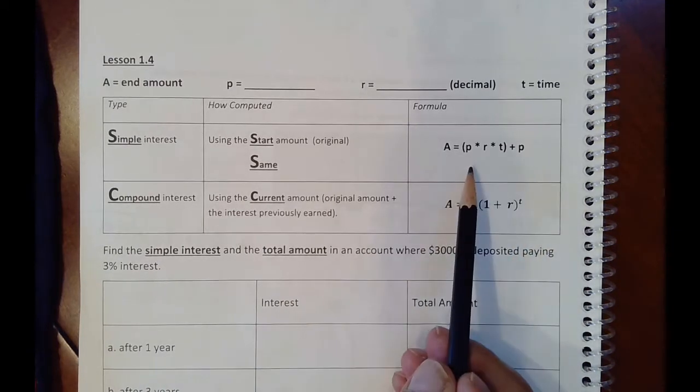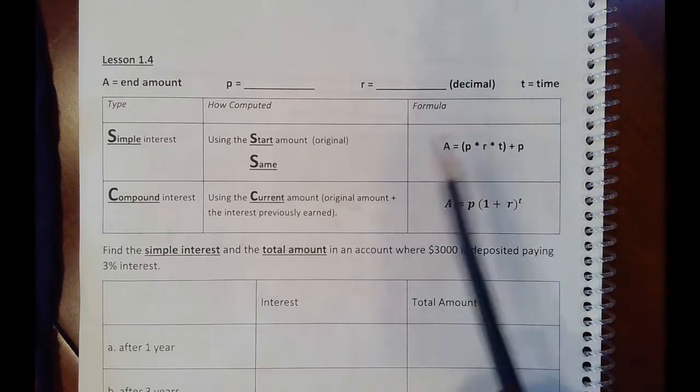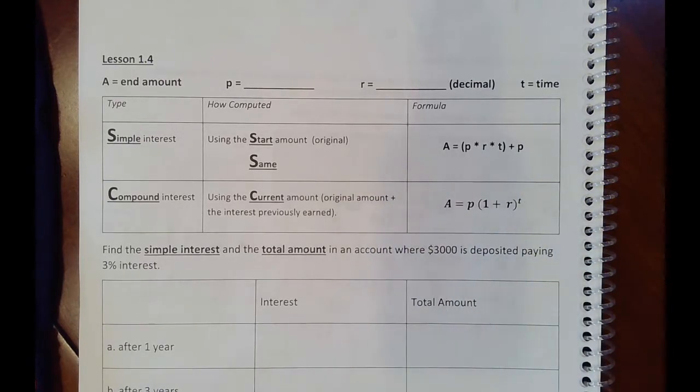What this particular formula does is it calculates an amount of interest that is the same every single year, because it's based always on the original amount that you invested in your account. So whatever the answer turns out to be for your interest, you're going to be paid that same amount every single year.